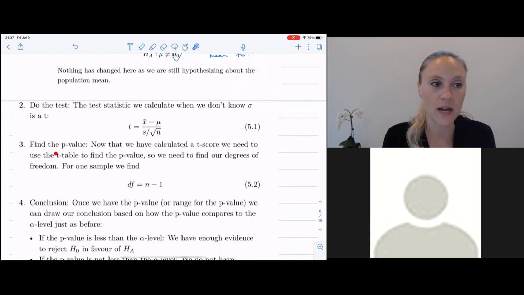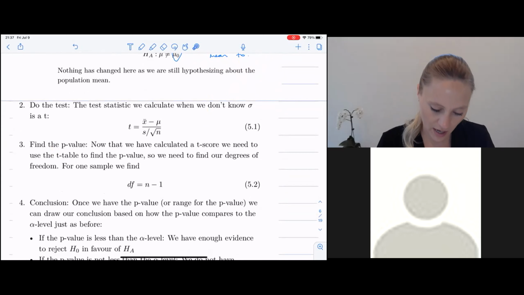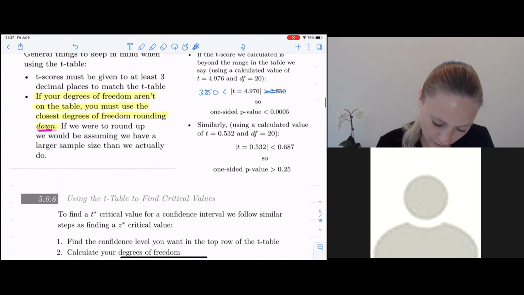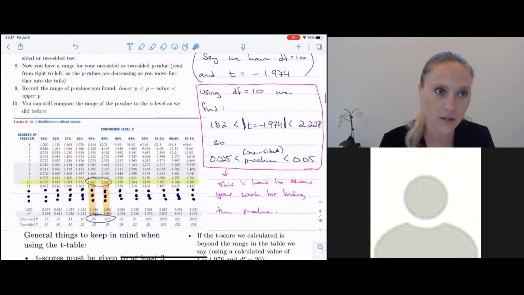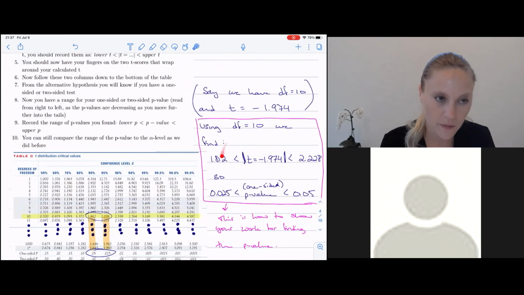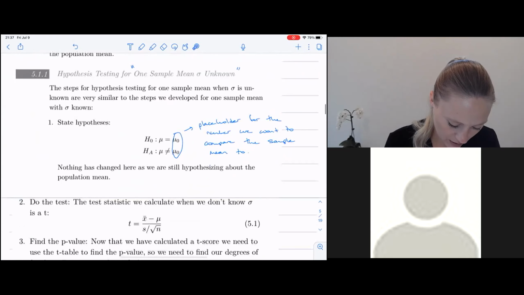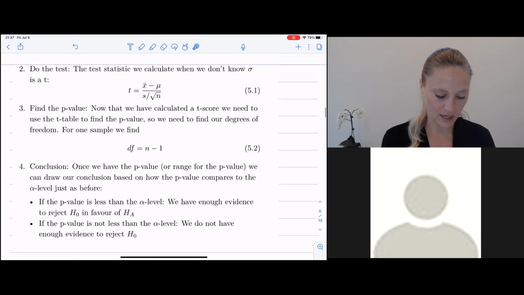Step 3, find the p-value. That's when you use this setup that we went through with a fake scenario. So this is how you show your work for step 3, finding the p-value. And really all we need is our degrees of freedom. For one sample, the degrees of freedom is n minus 1. But again, that's on your formula sheet, so nothing crazy.